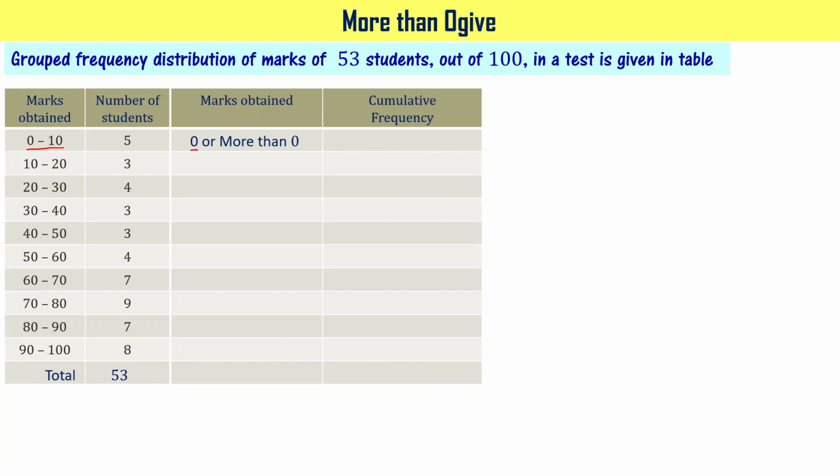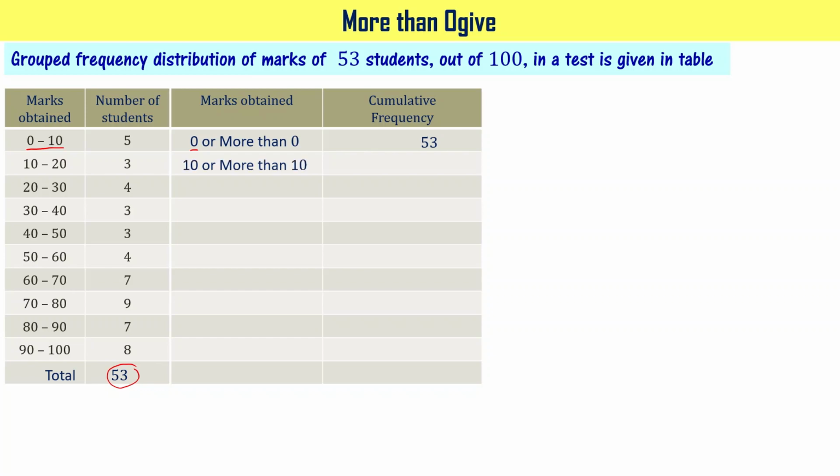0 or more than 0, right? I can say that 0 or more than 0 means a total of 53 students will be having either 0 marks or more than 0 marks, right? So the cumulative frequency is going to be 53. Please note this.